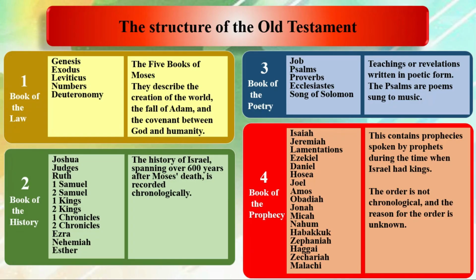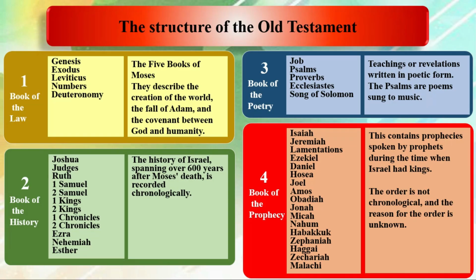The structure of the Old Testament. The Old Testament is divided into 4 parts. 1. Genesis through Deuteronomy are books of the law. 2. The books of Joshua through Esther are books of history. 3. From the book of Job to the Song of Solomon, they are books of poetry. 4. From Isaiah to Malachi, these are books of prophecy.